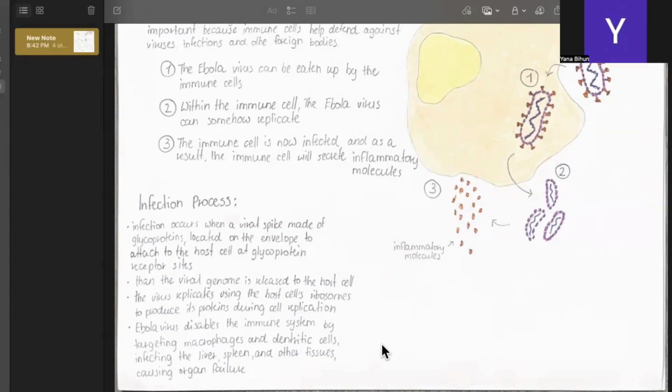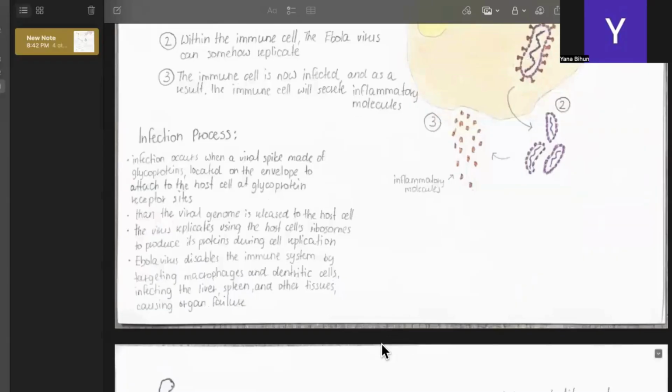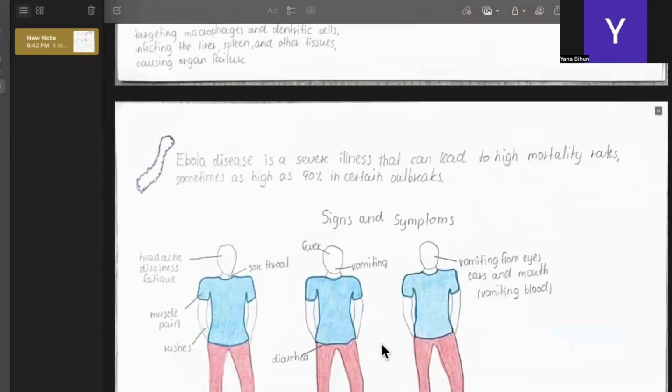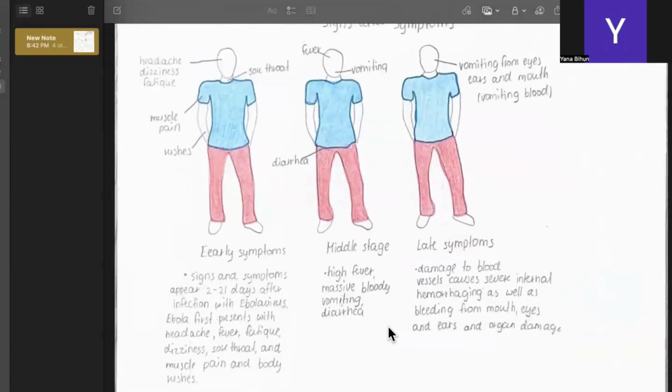Ebola virus disables the immune system by targeting macrophages and dendritic cells, infecting the liver, spleen, and other tissues, causing organ failure. Ebola disease is a severe illness that can lead to high mortality rates, sometimes as high as 90% in certain outbreaks.